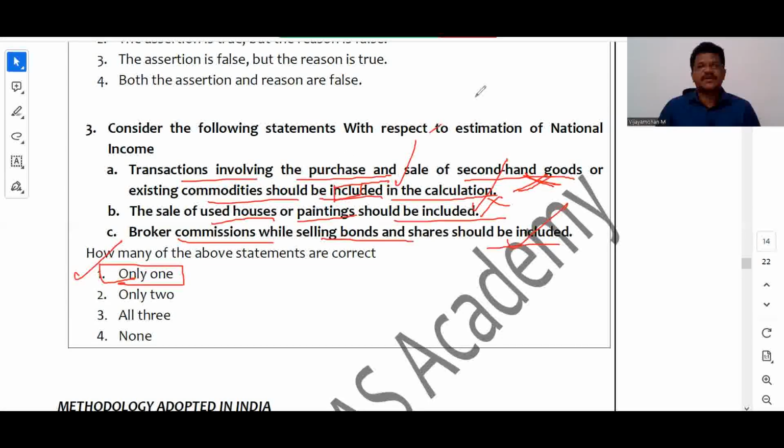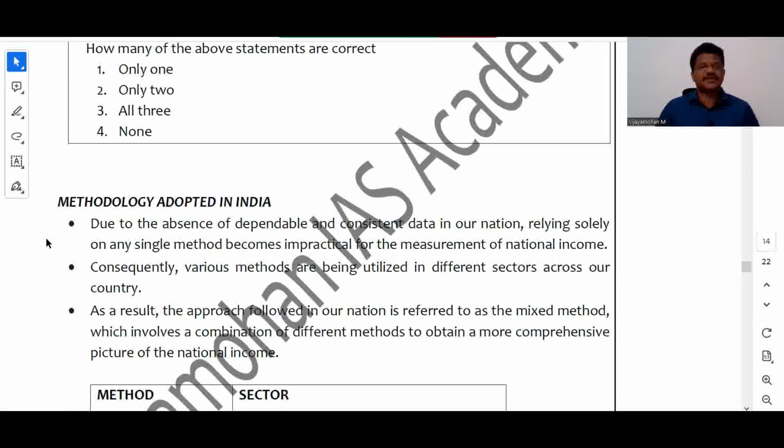So we will end this class here. Then in the next class, we will see what is the methodology particularly adopted in India and what are the institutions or organizations that were established to calculate the national income in India. And then we will also solve again some of the practice questions and we will see some of the previous questions also, right? Okay, until then, thank you.